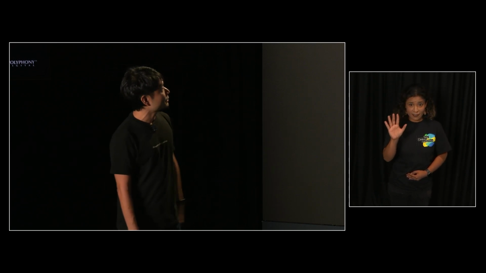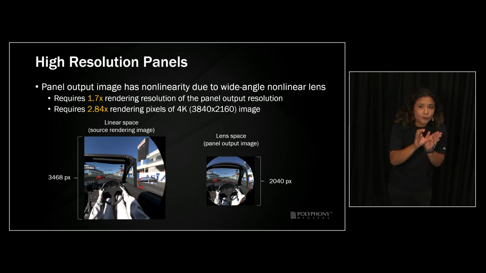Due to this non-linearity, the rendering resolution requires 1.4 times the panel resolution. This is 2.84 times the rendering pixels of a 4K full resolution image. Rendering an image with this many pixels is very, very high cost.